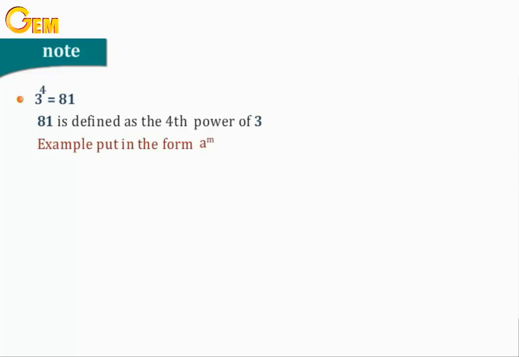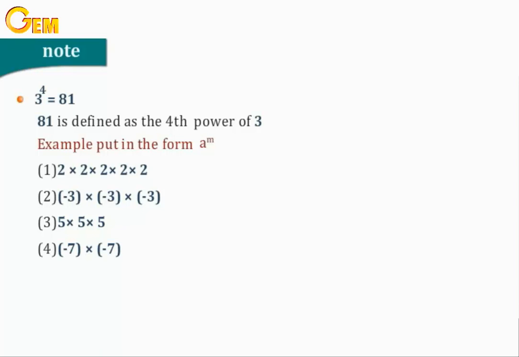Example: put in the form of a to the power m. Number 1, 2 times 2 times 2 times 2 times 2. Number 2, negative 3 times negative 3 times negative 3. Number 3, 5 times 5 times 5. Number 4, negative 7 times negative 7.